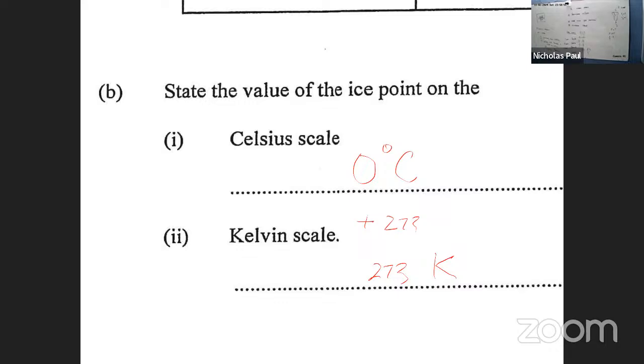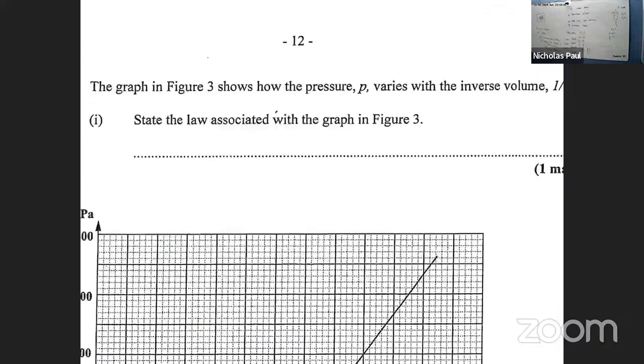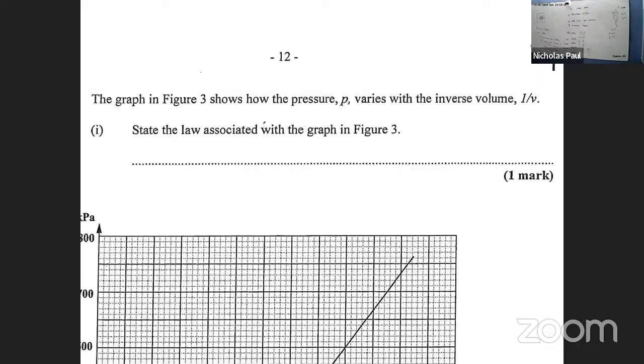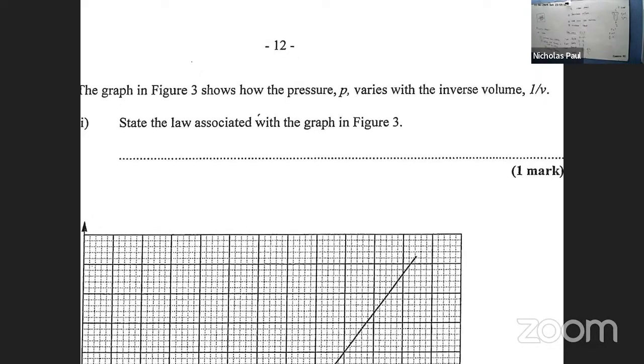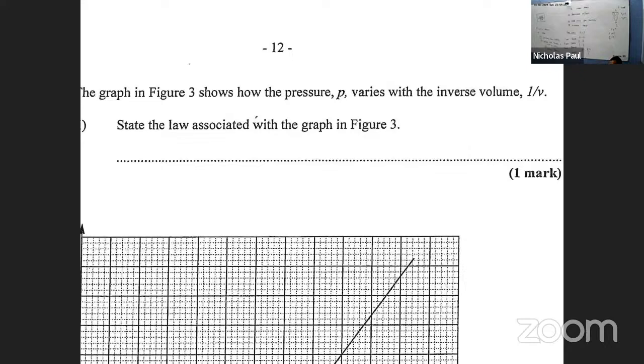Everybody have that? June 2022. It's a graph associated with a gas law. You all just did this in the Kahoot. You don't need the graph, just read the info. Pressure versus 1 on V. Which law is that? Boyle's law. It's still on the board, and that's what we did in the Kahoot. So that's Boyle's law.